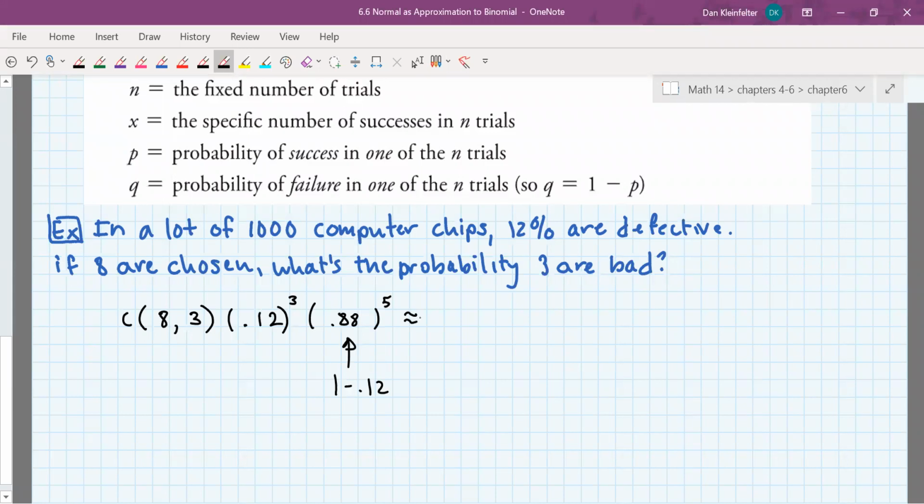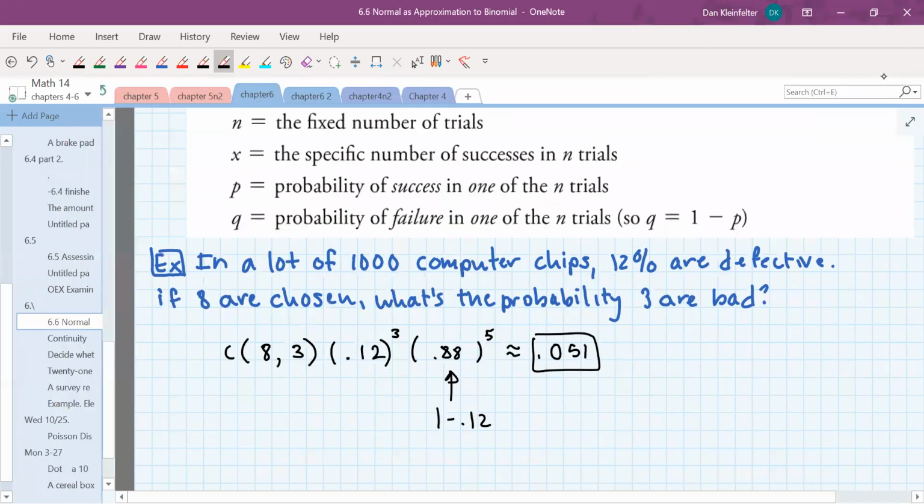Then we will go ahead and calculate that. See what we get. All right, so I'm getting about 0.051. All right, so that's an example of the binomial distribution. So what we want to do next is start thinking about how we can use the normal distribution to approximate it in cases where that is not more complicated than it was just now.